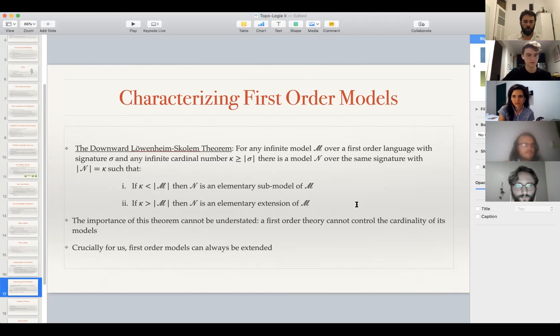Yeah, but just to make sure I follow. If I have an infinite model for the first order language, that means that I can always find a model that, if the cardinality is larger than the original one, is an extension of it. And if the cardinality is smaller, it is a submodel of it. Yes. So it means you can always grow the model, or you can always shrink the model.